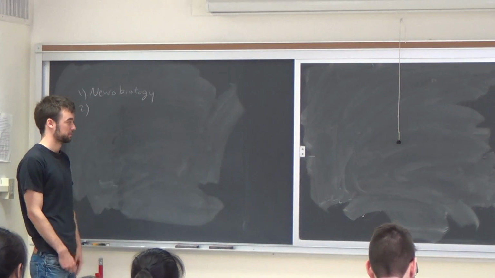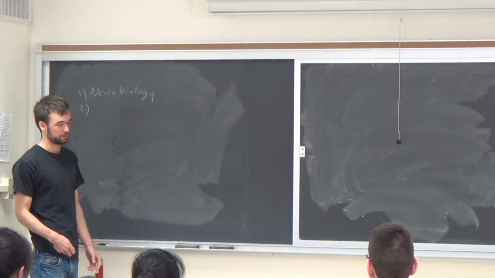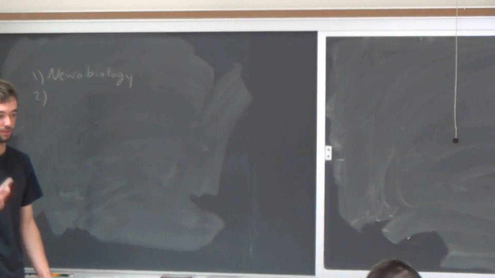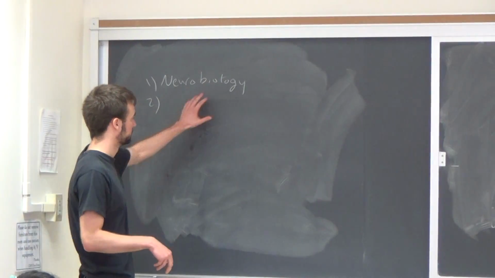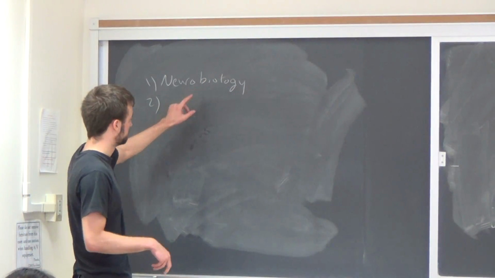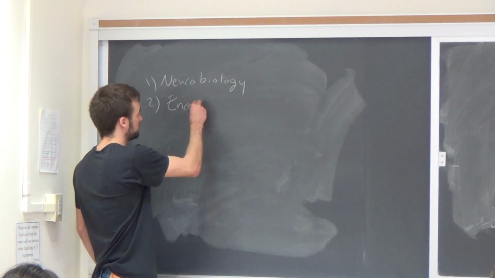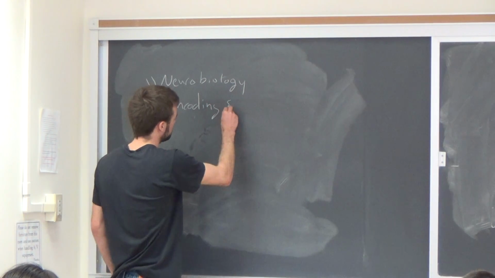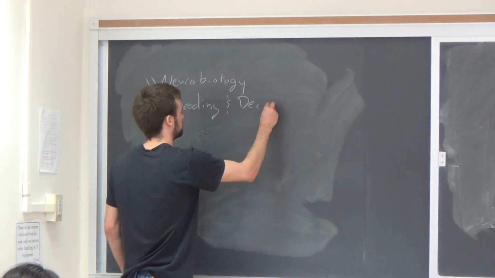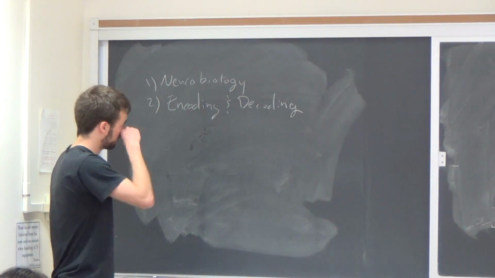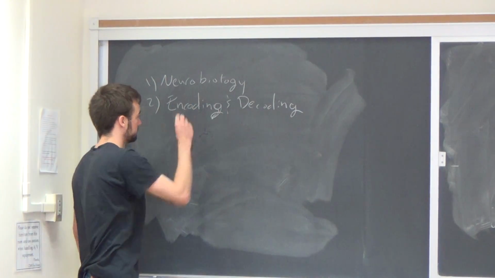I'm not going to talk so much math, but it can be easy to get lost in the math and forget what you're actually trying to model. So I'll tell you a little bit about that, and that will come in handy for some of the other stuff. Then we'll talk about encoding and decoding, how that's done, or at least potential ways that's done.